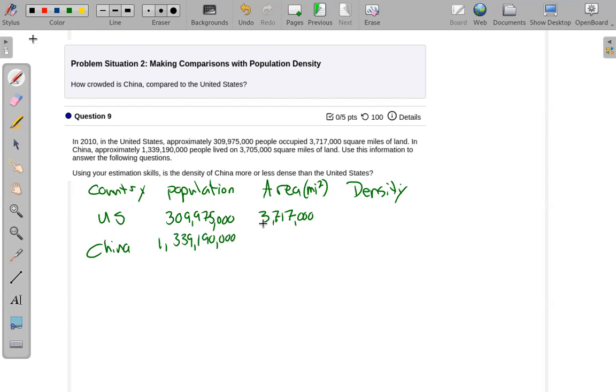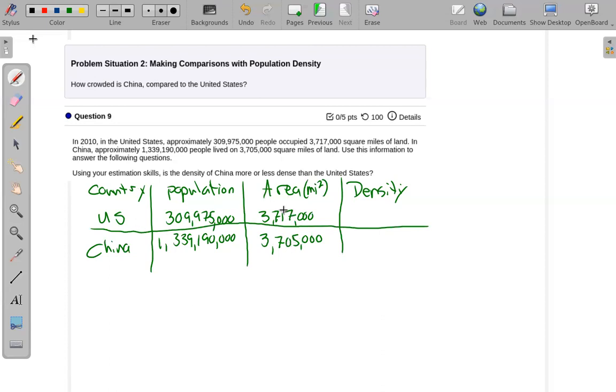And their land area, let me separate these a bit, is pretty close to ours. Wow. 3,705,000 versus 3,717,000 square miles. And so just estimating here, the land areas are pretty close.